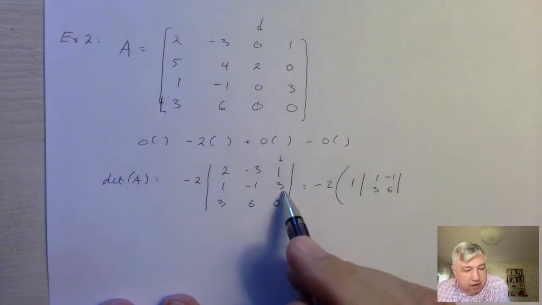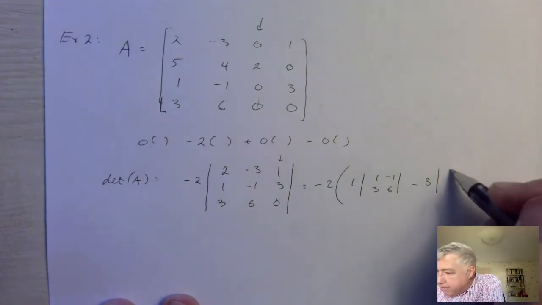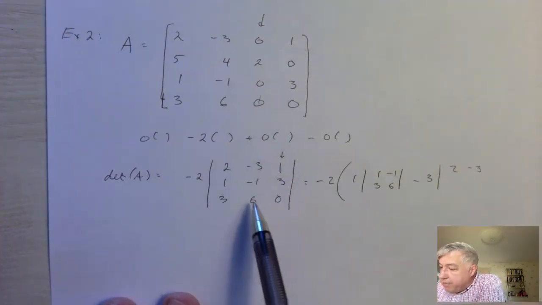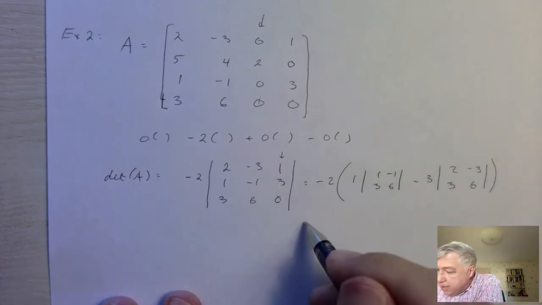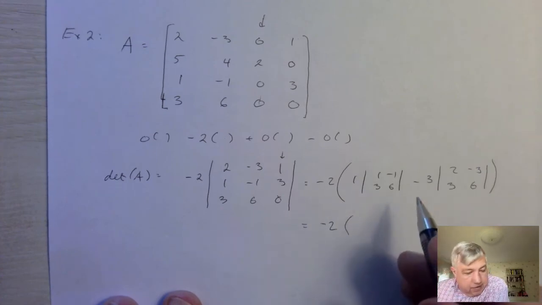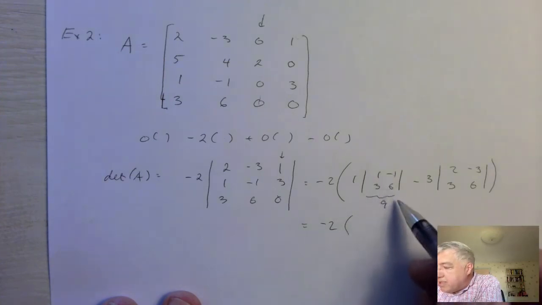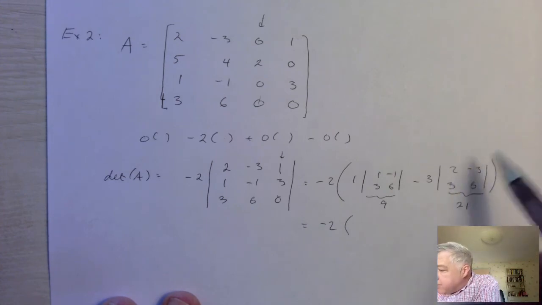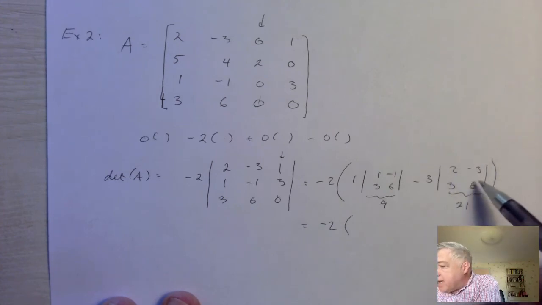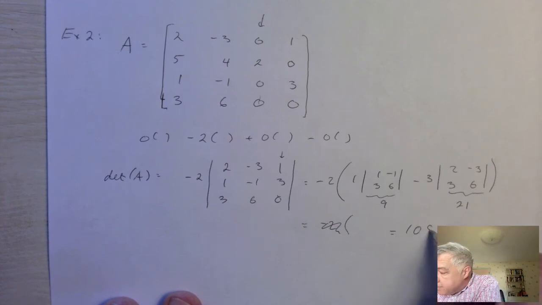Okay, and then we have negative 3 times 2, negative 3, and 3, 6. Okay, so this will be negative 2, and I'll just say that this is going to be 6 minus 3, that's plus 9, and this is going to be 21, that's 12, that's 12 minus negative 9 is 21, and then when you compute everything, this turns out to be 108. Okay.